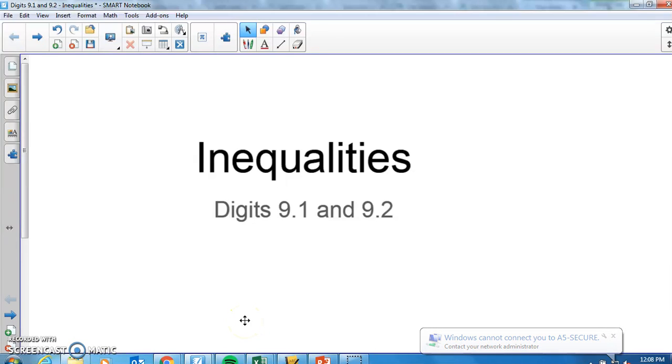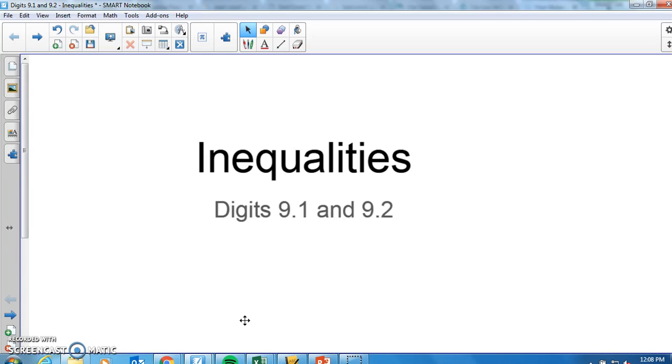All right, today you're going to start the lessons on inequalities. Right before the Christmas break, we finished up expressions, and then we moved into the equations. Now we're moving into the next phase, which is inequalities. And this will kind of end the things we're working on that deal with algebra before we get into geometry.